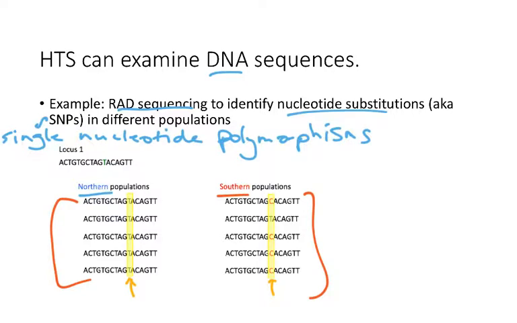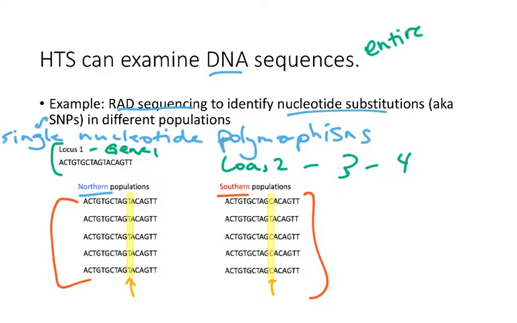And so what high throughput sequencing can do is do this across a huge portion of the genome. So this is just one example from locus 1. Locus is another term for gene. So gene 1, this is one example from gene 1, but we're also looking at locus 2 and 3 and 4, etc., and literally thousands of different regions within the genome. So high throughput sequencing is a way to look at DNA sequences across the entire genome, not just one particular region.